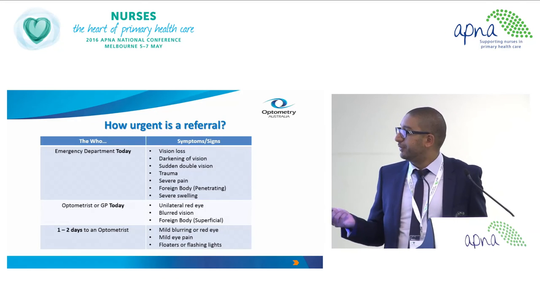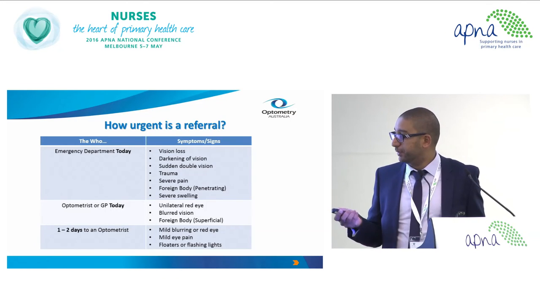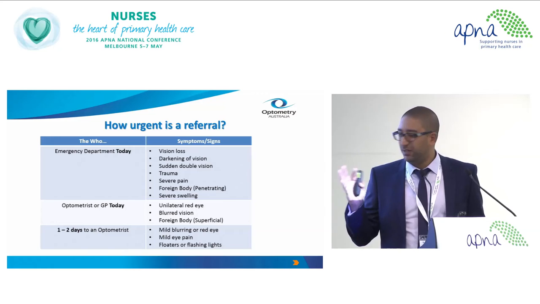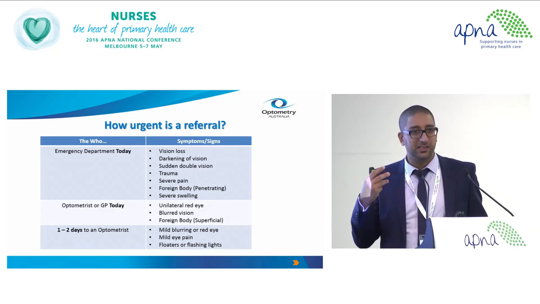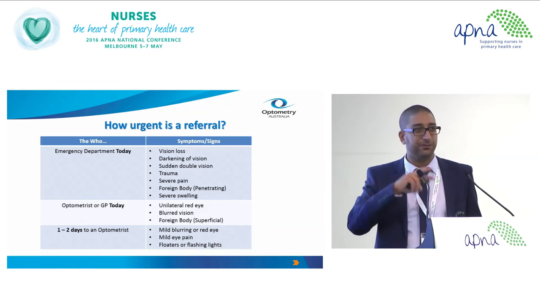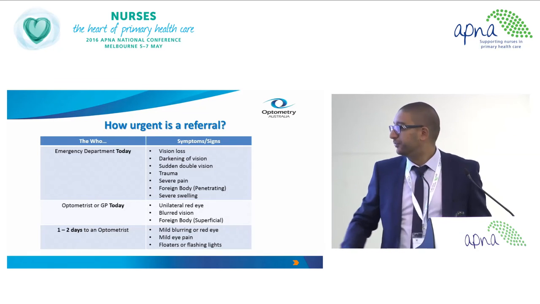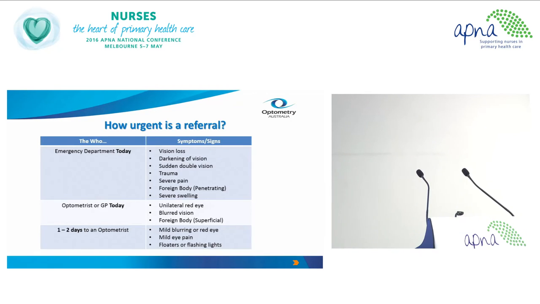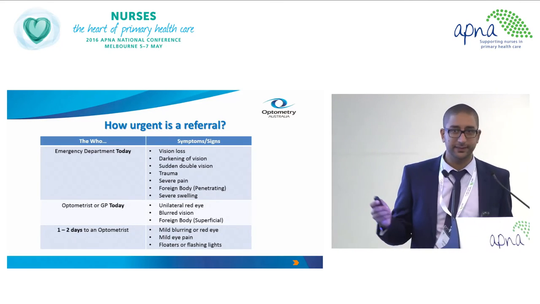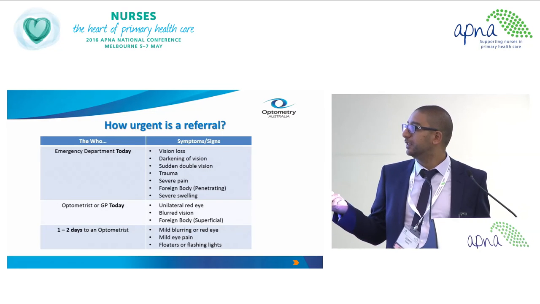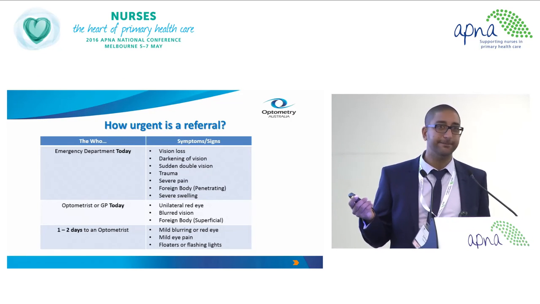Optometrist or GP, red eye, blurred vision, foreign body, 1 to 2 days. You've got a bit of mild pain. It might be bacterial conjunctivitis. It's a bit pussy. I'm getting some floaters. Flashes, I probably would push that up. Okay, flashes, I wouldn't leave it 1 to 2 days. If I had to write that slide again, I would change that. So that's something that we want to act on today.